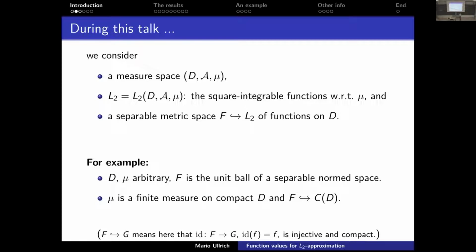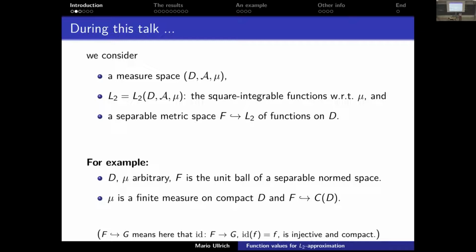Since this assumption, although general, is abstract, let me give some examples that basically fit everything that I will discuss later. One example would be we take D and the measure to be arbitrary. You might even think of sequence spaces. You might think of probability spaces, whatever. It's not even required that mu has finite measure. And F is the unit ball of a separable normed space. So you have a norm, you have this embedding condition, and it's separable with respect to this norm. At the end, this is a typical example.